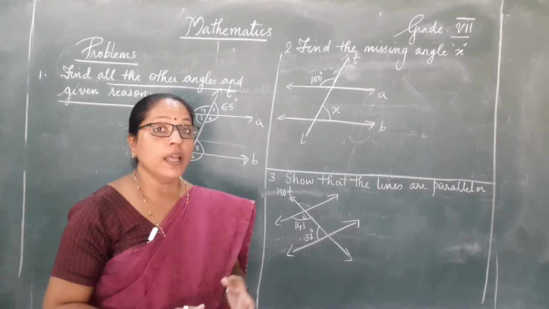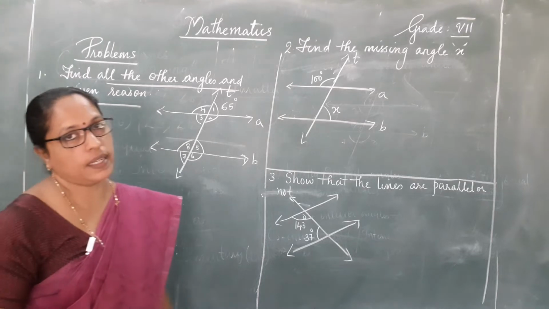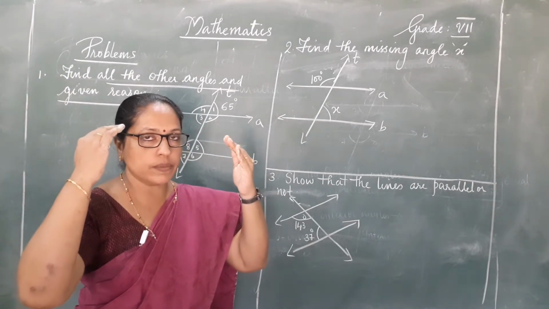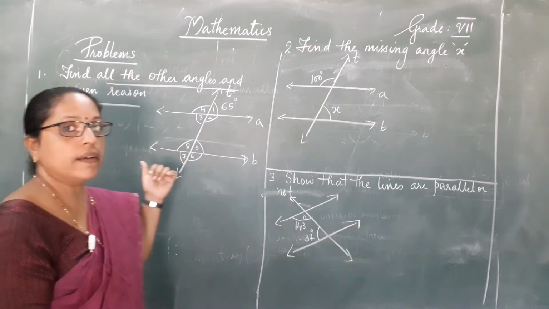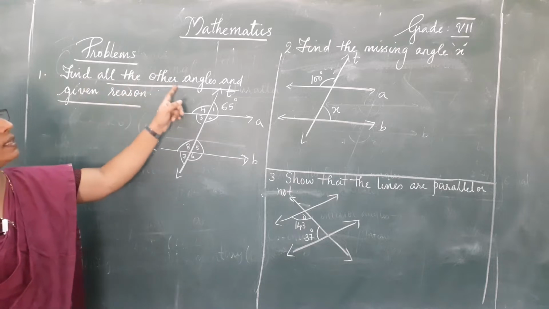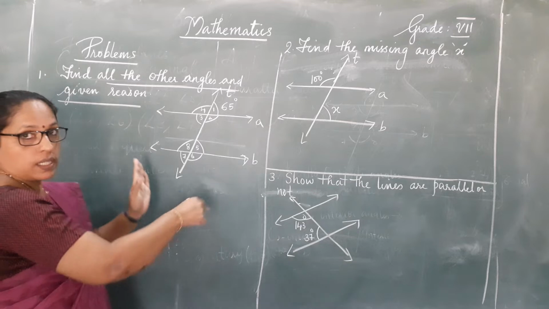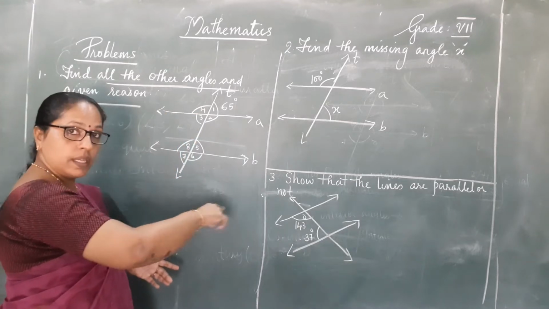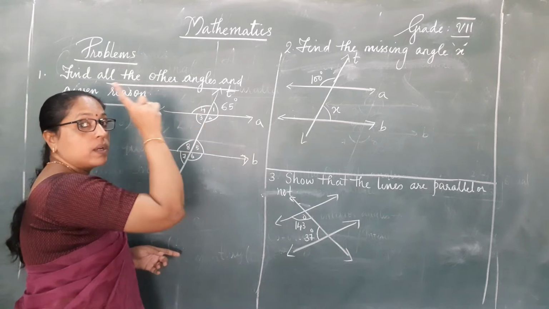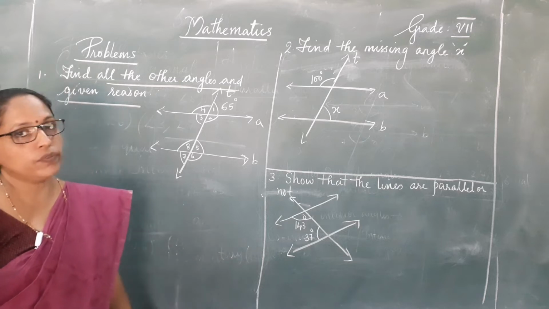Okay, so children, next let's move on to some problems related to parallel lines. You got the concept of parallel lines. Keep that concept in your mind and let's do some problems. The question is: find all the other angles and give reasons. You can see a picture here where I marked all 8 angles and one angle is given to you. Angle 1 equals 65 degrees, and the remaining 7 angles we have to find out.